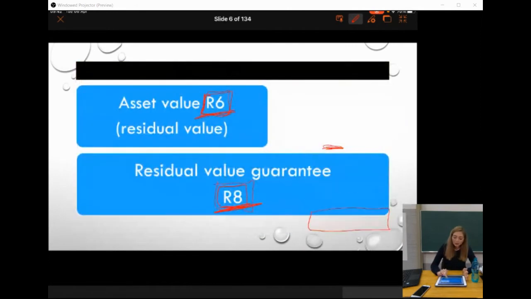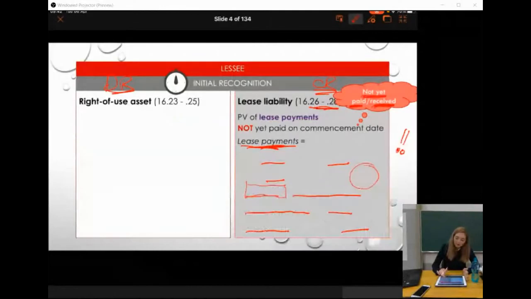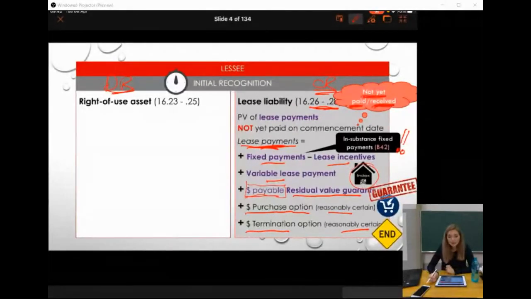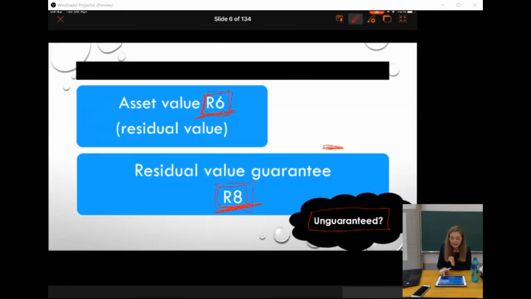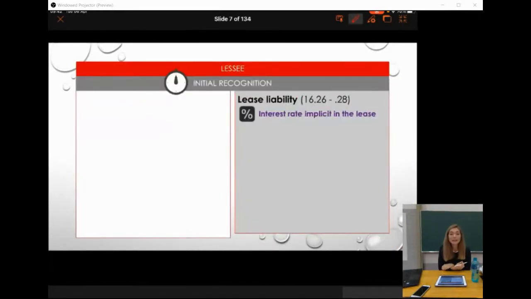Now, good. Now we know what our lease payments consist of, and that's all the future lease payments that we are going to have to pay. We now have to discount that to a present value to measure what that lease liability's present value is. How do we do that? We do that by using the interest rate implicit in the lease.